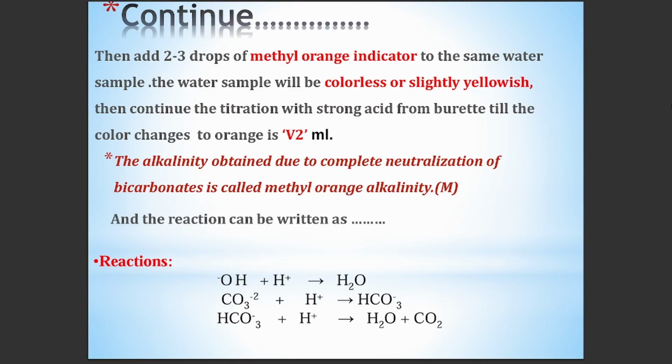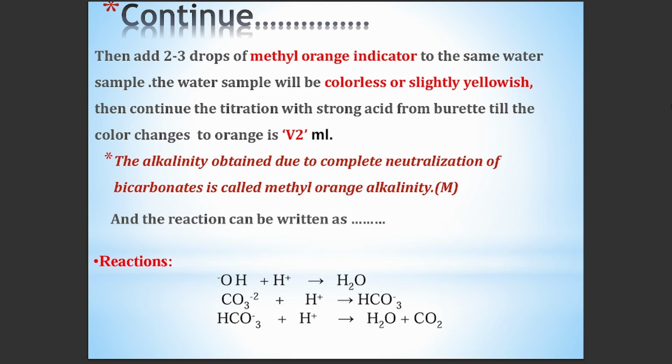Then into that colorless water sample, add 2 to 3 drops of methyl orange indicator. Then the color of the sample becomes colorless or slightly yellowish. Then continue the titration with the strong acid from the burette till the color changes to orange or red. Consider that reading as V2 ml. This V2 ml volume of acid corresponds to the complete neutralization of bicarbonate ions present in the water, and in this way the bicarbonates are converted into water and liberation of CO2 takes place.